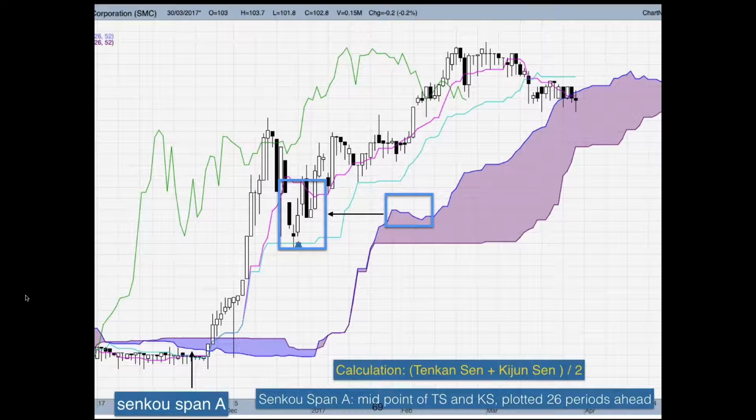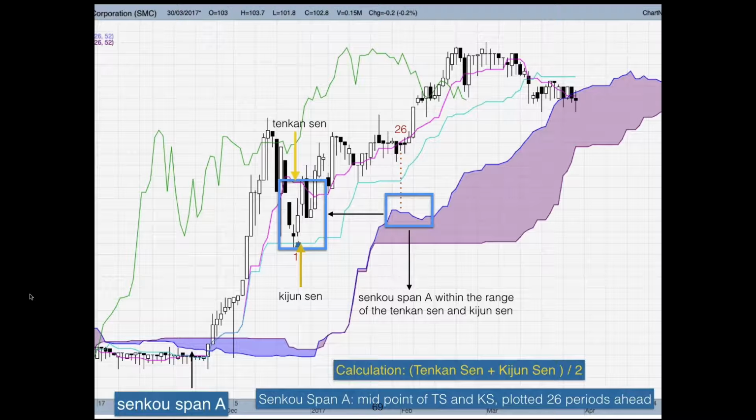In this chart, notice how the Senkou span A plotted 26 days ahead, or 26 periods ahead, is right inside the range defined by the Tenkan and Kijun-sen. This is because Senkou span A is the average between those two lines. Senkou span A normally is never flat, while the Senkou B tends to be flat.